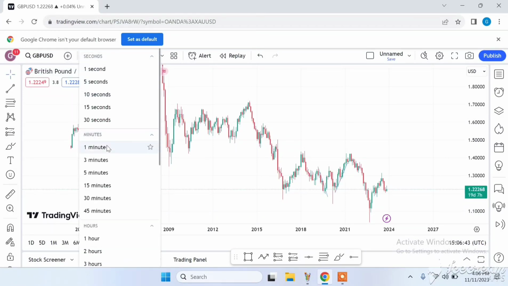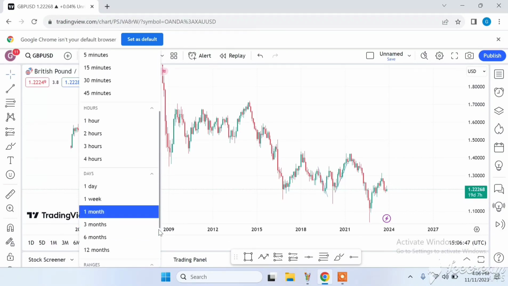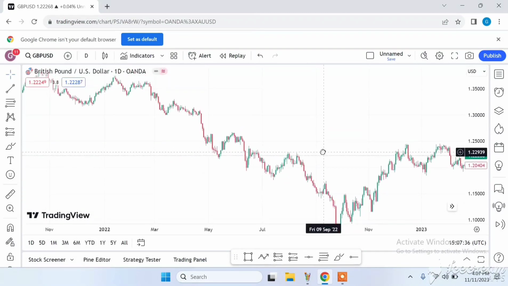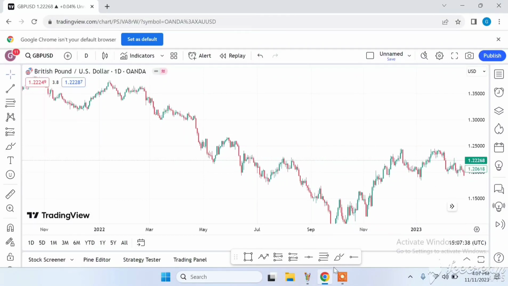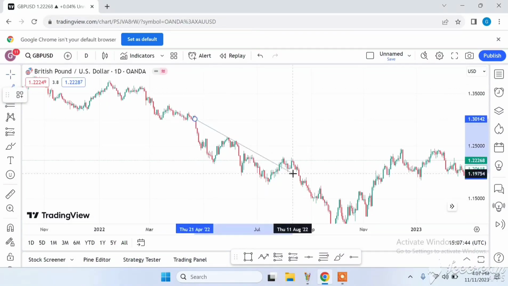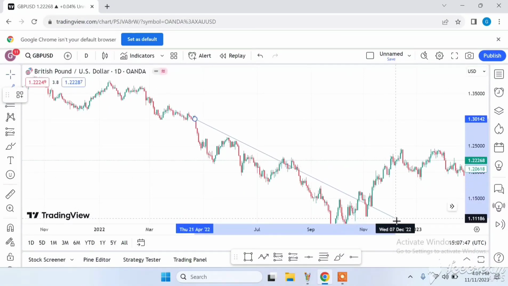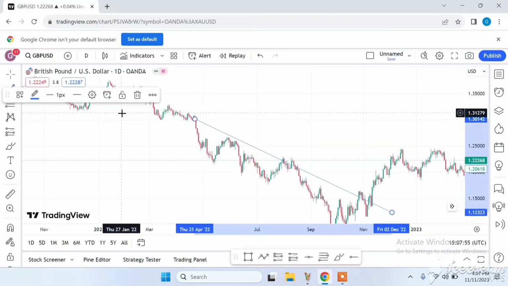The market structure I'm going to show you right now is the downtrend. I'm just going to go to my weekly. You don't need any magician to tell you that this market was in a downtrend here. This market was actually in a downtrend here.